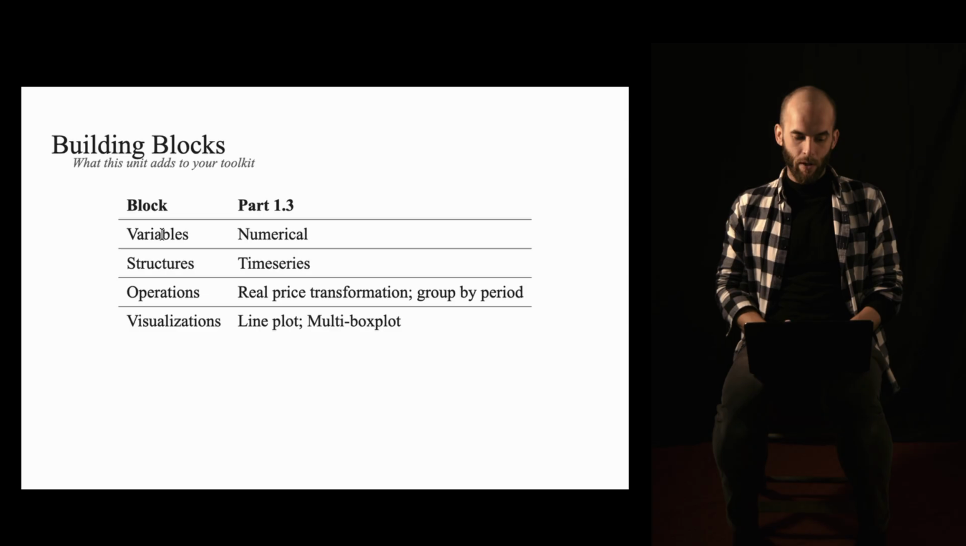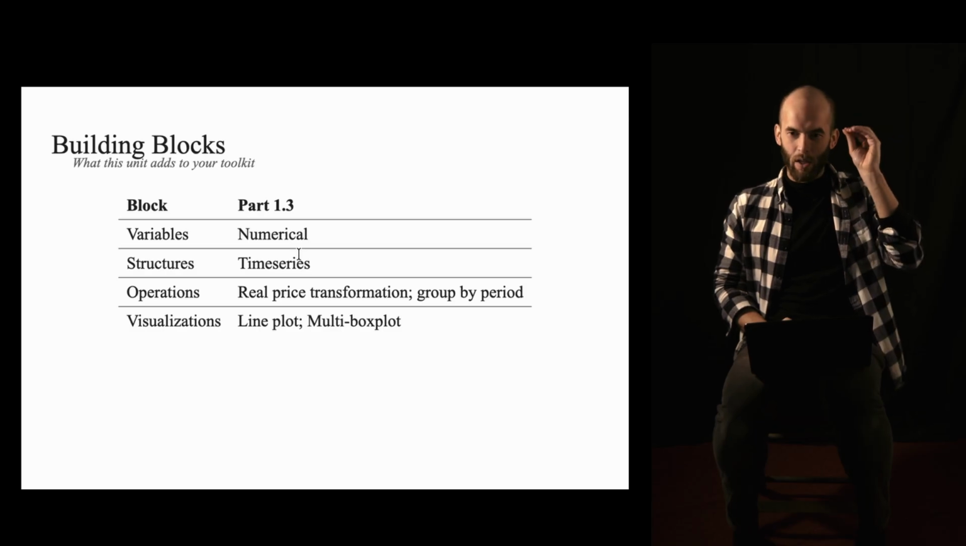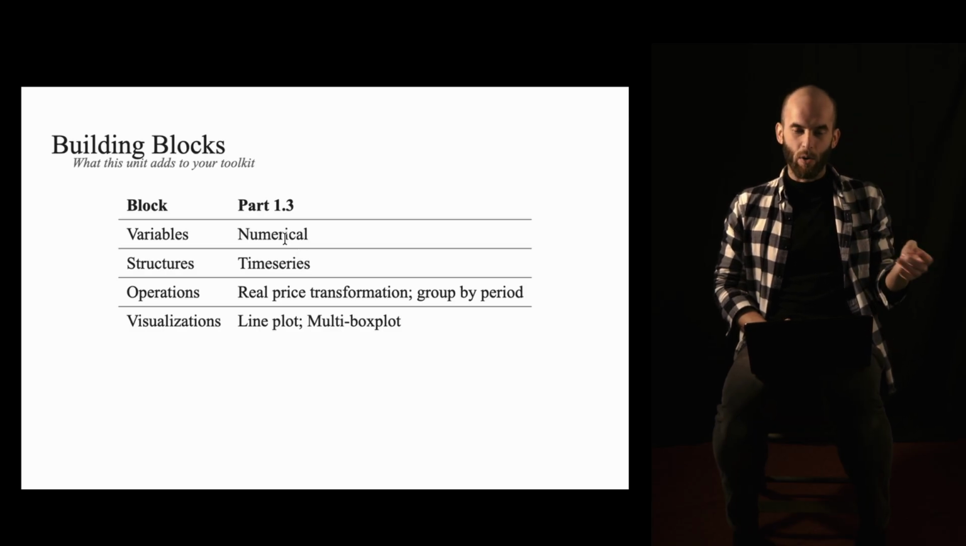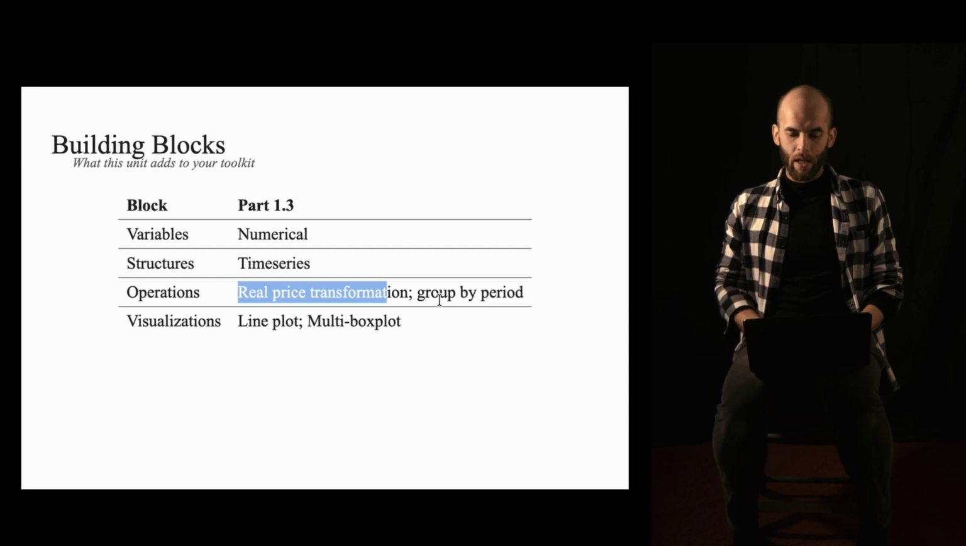We have numerical variables, which we talked about in the context of time series. We don't generally do categorical variables in the context of time series. It's not impossible, but we just don't do it that often. And then we talked about a real price transformation, and then grouping by period. And then the main visualizations we used are the line plot and then the multi-box plot.